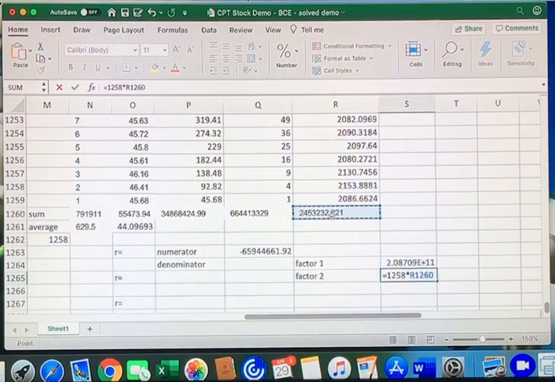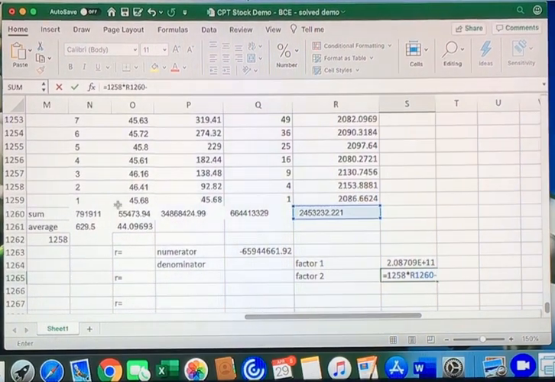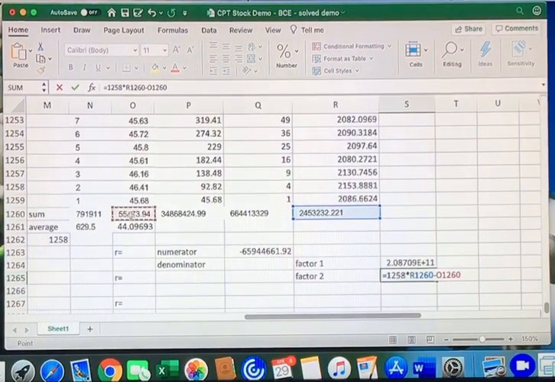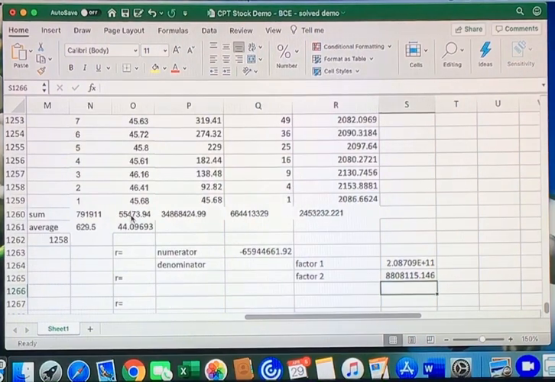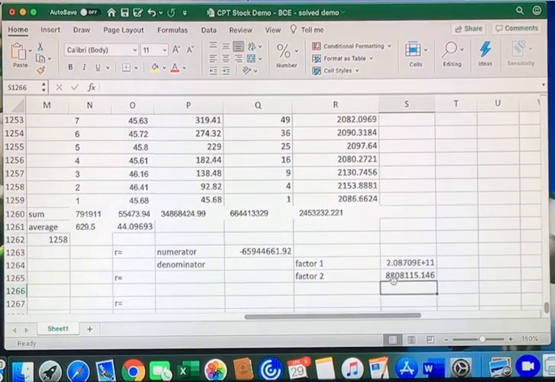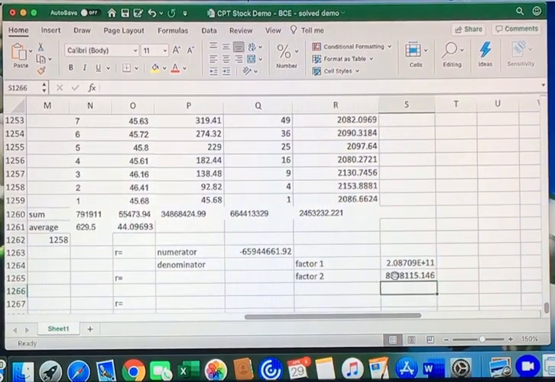Okay, minus the summation of y, which is this number, squared. So hat 2. And I press enter, and that's going to be my other factor. In this case, it's not going to be too huge of a number. It's only going to be about 8.8 million. Okay? Now, for my denominator, I still have to square root it. So there's a little bit going on here.